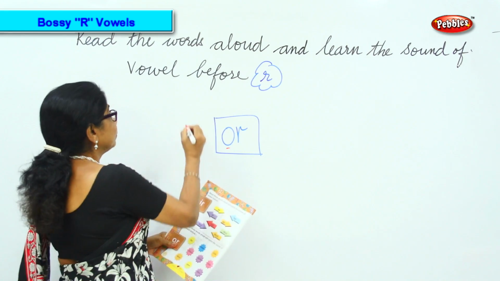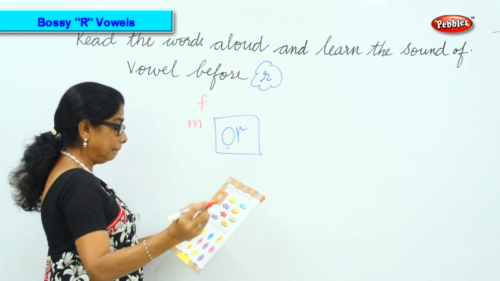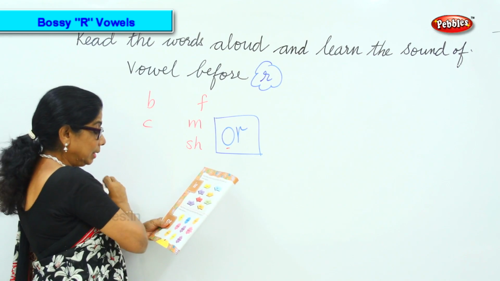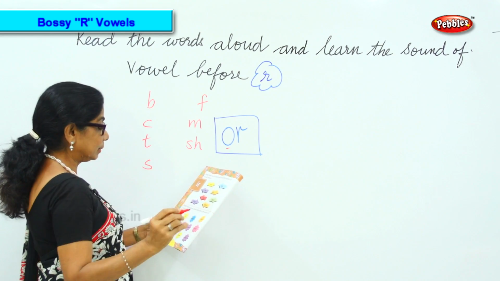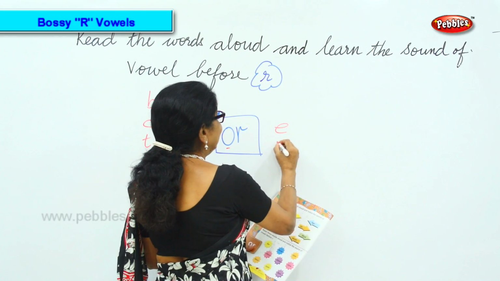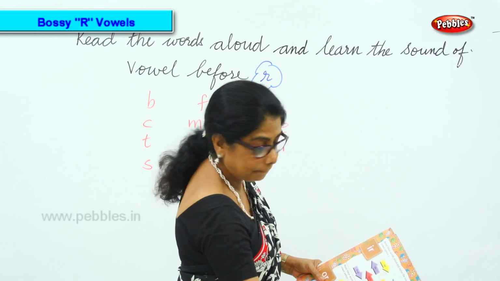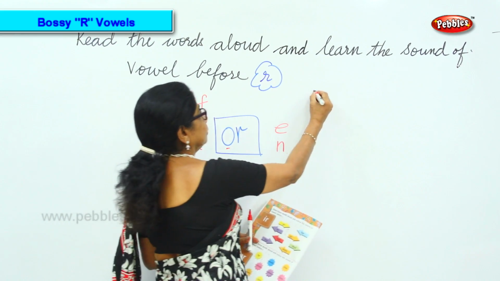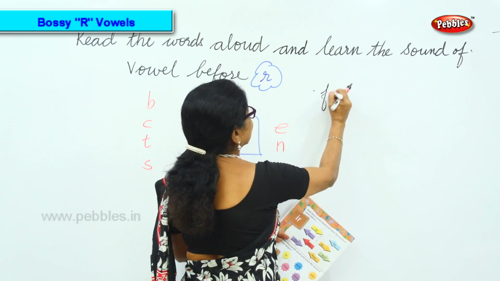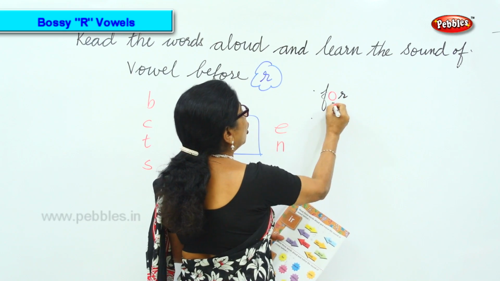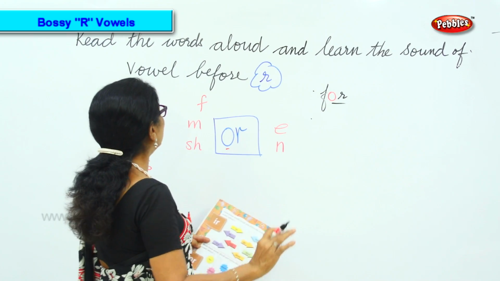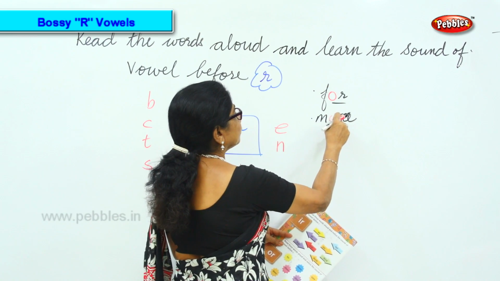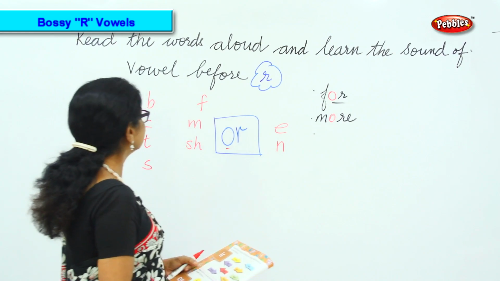Okay, now let's make some words. M, B, C, T, S. Okay, then we have E and N. Now we are going to create some words. Okay, we'll make some words. First one, for. We have for. We have or, and O is silent, for. We'll say for. Then we have more. More. Then we have sure.